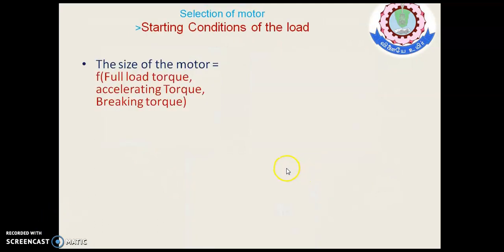The next thing is, with respect to the selection of the motor, the starting condition of the load should be analyzed. That is one important factor in the selection of the motor. So this we already listed. Now the size of the motor is a function of full load torque as well as accelerating torque and braking torque, right? So we need to consider these three torques to select the size of the motor.